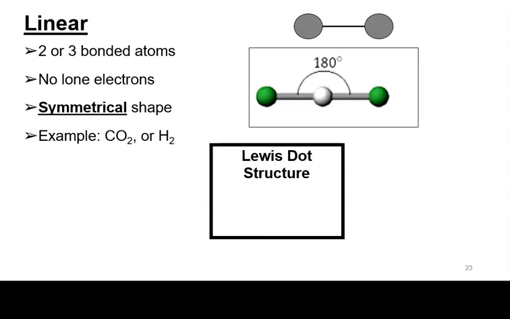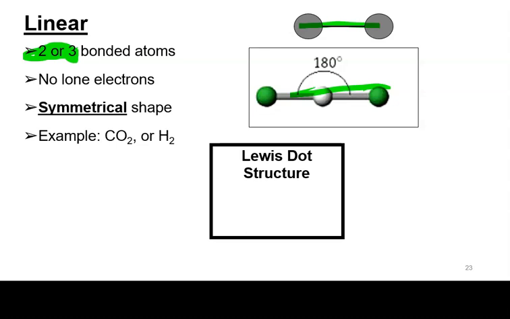Okay, so for a linear shape, that's our first shape, you want to think 2 or 3 bonded atoms, 2 or 3. So both of these are linear. They look like a line. A linear shape will look like a line. Some examples are CO2 or H2. That is a linear shape.